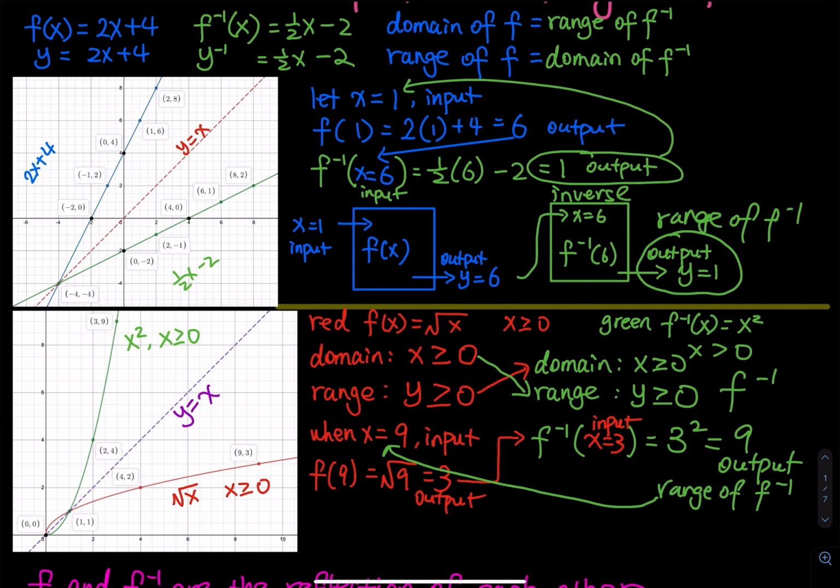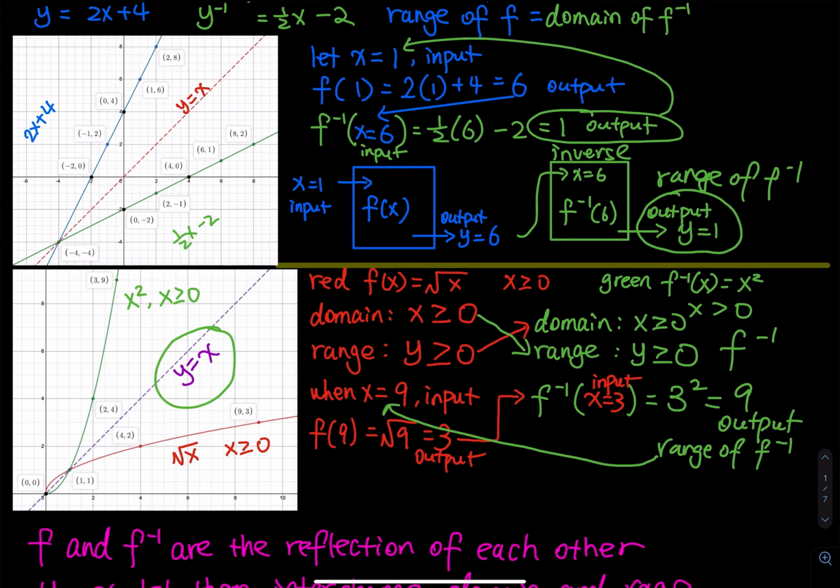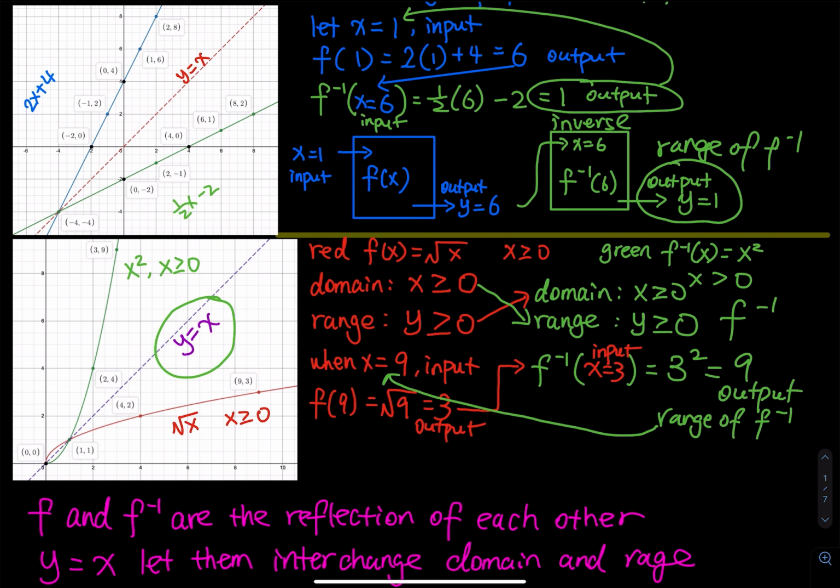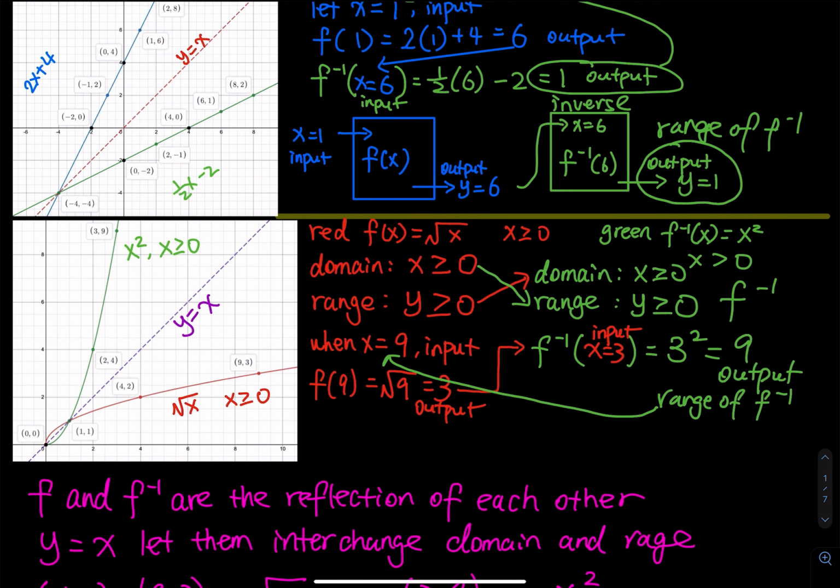You swap the x and y because of y equals x. So here is a conclusion. The function f and its inverse are reflections of each other across y equals x, and they interchange the domain and range. Because y equals x, when you put this in a complete sentence, x is y and y is x, so since they are the same, it is okay to just switch them.